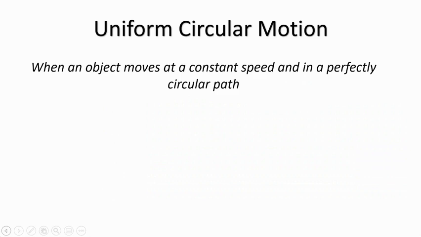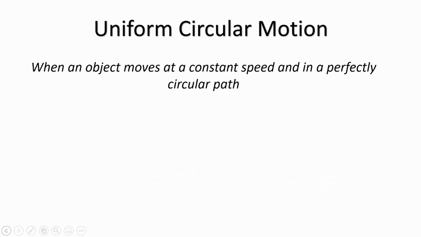Today we're talking about circular motion, and specifically uniform circular motion, which is when an object moves at constant speed in a perfectly circular path. Obviously, not all circular motion out there is uniform circular motion, because not all things move in a perfectly circular path. Sometimes the path is a little bit oval, and sometimes things are speeding up or slowing down a little bit.